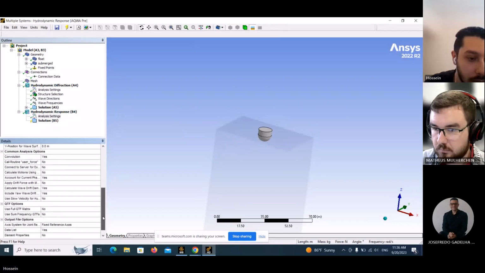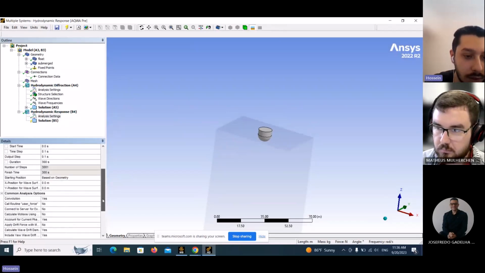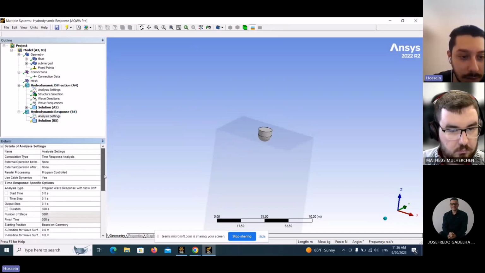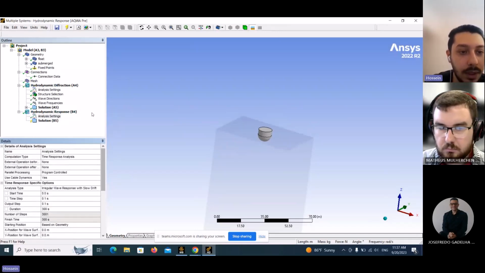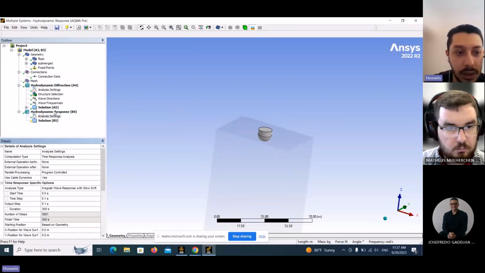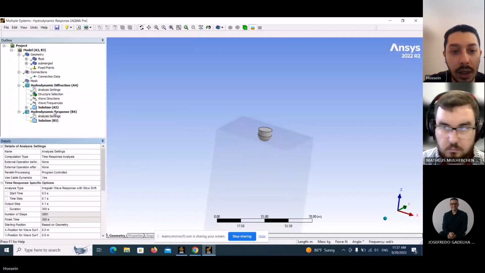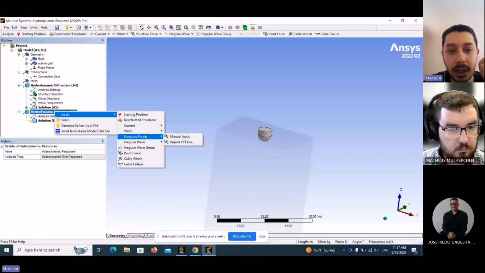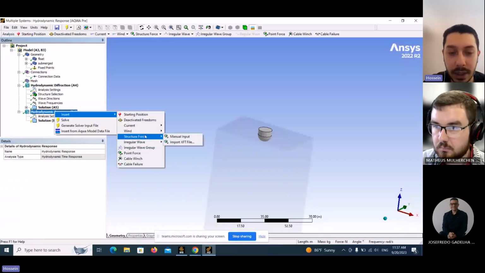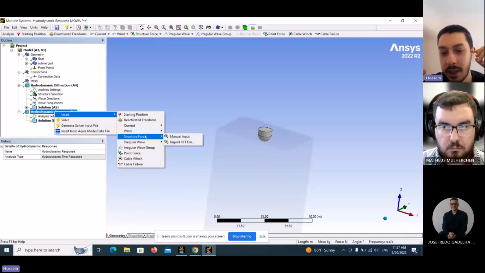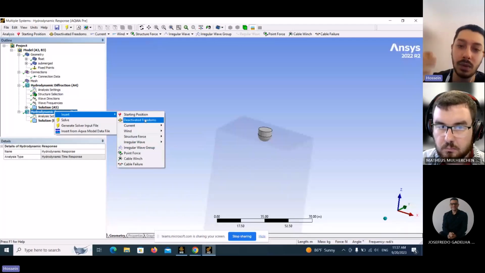These parameters should be defined for the time response. And here on the hydrodynamic response, you should click and insert. You have some options like deactivating the freedoms, such as for the heaving point absorbers, that just have a motion in the heave direction. You can deactivate all freedoms except the heave motions.